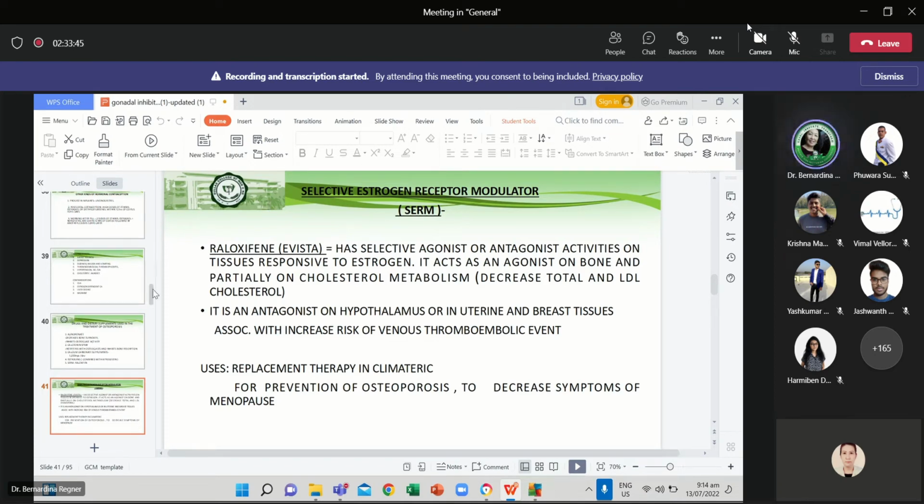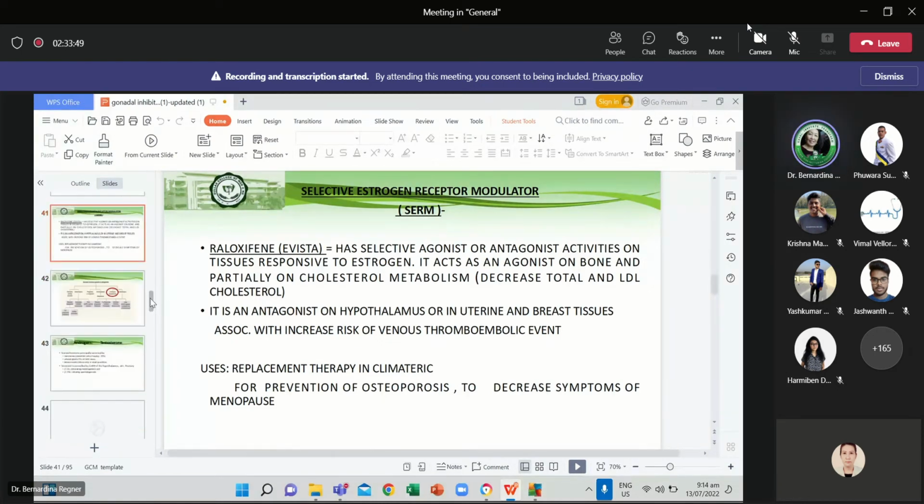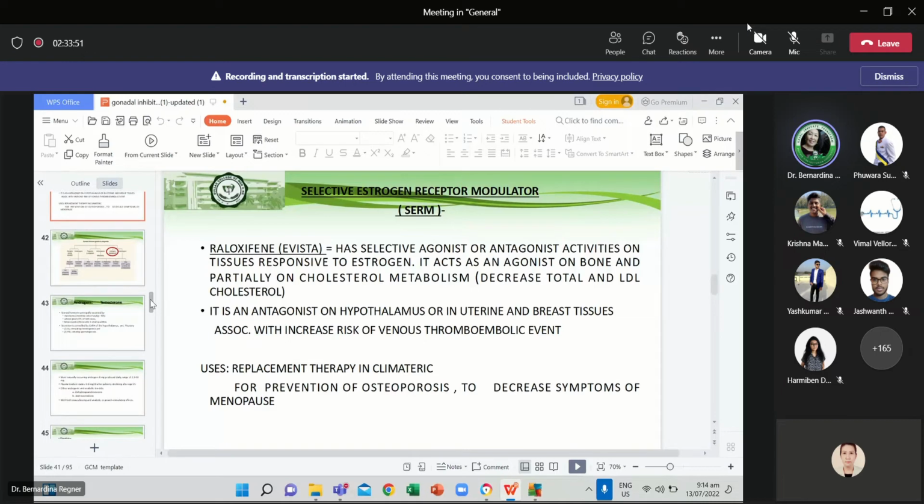The mechanism of action you have to know. So do you know now the mechanism of action of your SERM or selective estrogen receptor modulator, exemplified by raloxifene or Evista? So this is a supplement for a woman who is undergoing menopause.